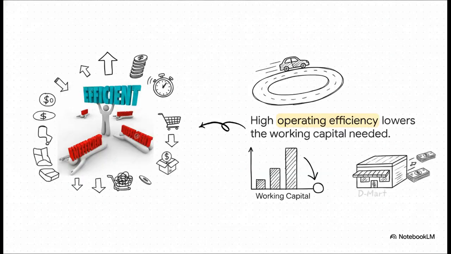Now notice how directly management skills impact the bottom line here. This brings us to operating efficiency. If cash, debtors, and inventories are efficiently managed, the working capital requirement can be significantly reduced. Imagine a company that converts its inventory into cash super quickly with almost zero waste. A really great Indian example of this is D-Mart. Their fast inventory movement and incredibly quick cash collection from customers mean they aren't tying up unnecessary funds in warehouses, keeping their overall working capital requirements impressively low.